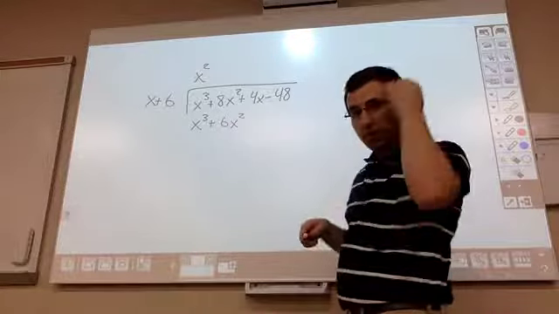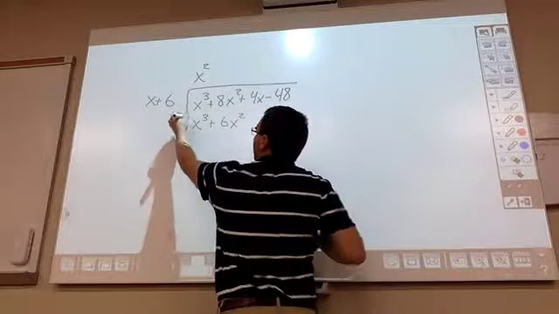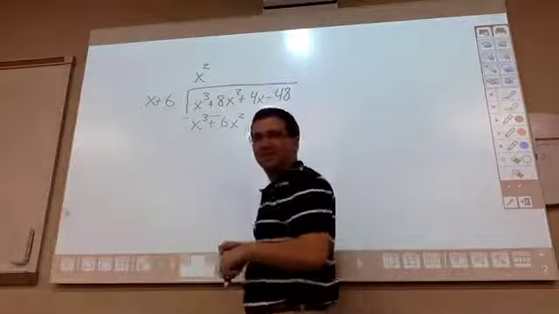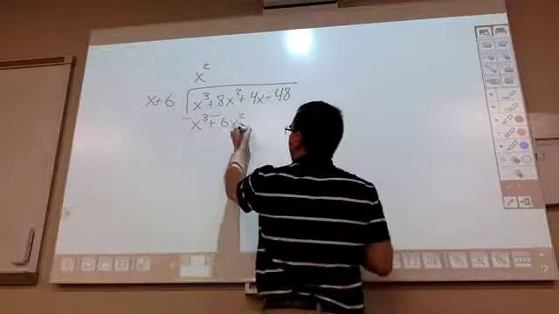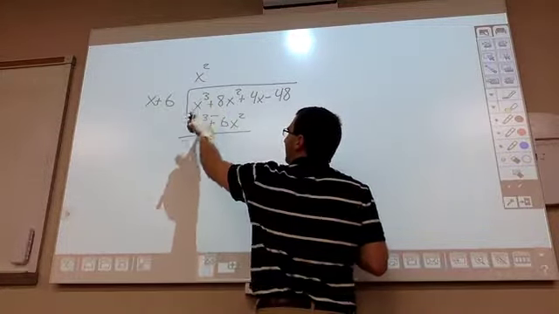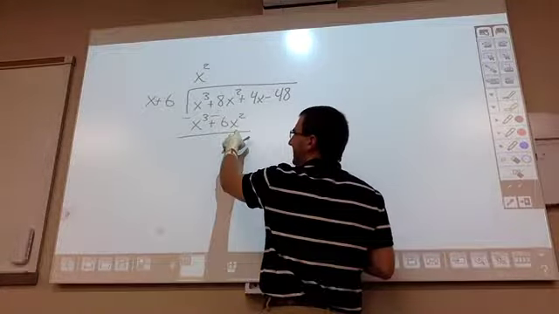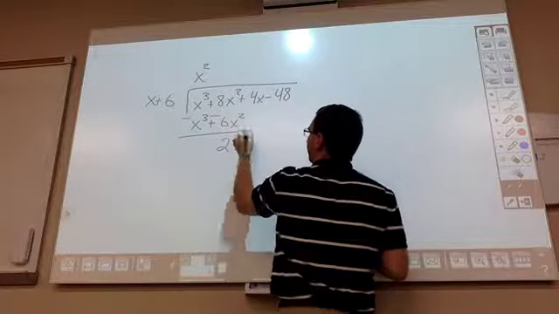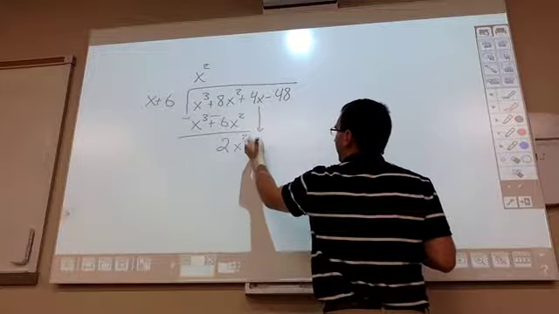Now, going back to elementary school, whenever we got this set down here, we always change the sign. So here that would be a minus x cubed, and here this would be a minus 6x squared. So when we change the signs, then we combine like terms. An x cubed minus x cubed goes away. Positive 8x squared minus 6x squared gives me a positive 2x squared. And then now we bring down that 4x and we repeat the process.